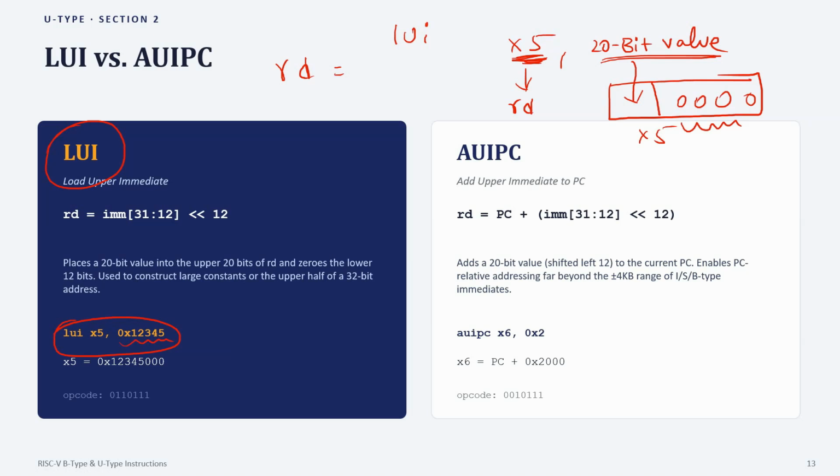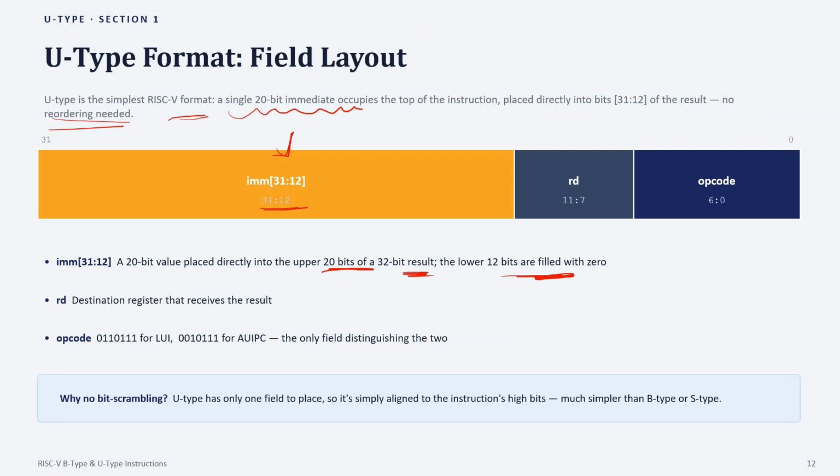This is nothing but my load upper immediate instruction, and this is a U type instruction. So in the U type format, I'm going to have two kinds of instructions: one is load upper immediate, and the other is add upper immediate to the program counter. RD is the destination register that is going to receive the result, and this is the opcode, which decides what kind of U type instruction it is.